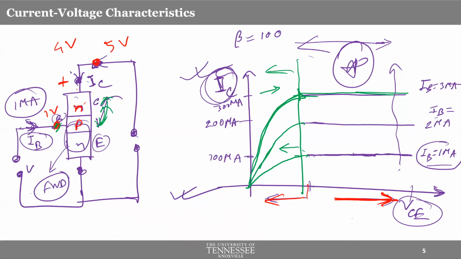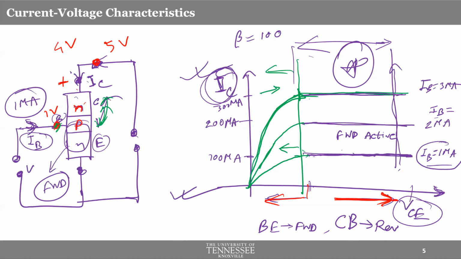So what I was trying to tell you is that within this region, our collector base junction was reverse biased, and the base emitter junction was forward biased. Remember what mode this is? This was forward active mode, right? So we have been working in forward active mode during this flat portion of the IV curves.